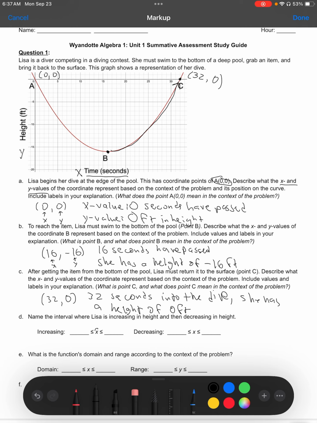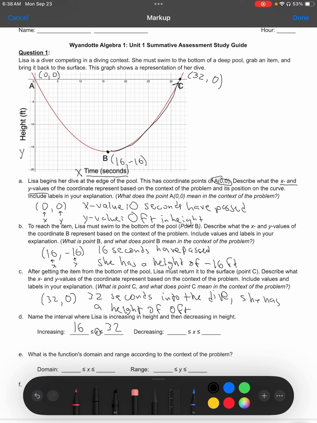One thing I want you to notice is that this is asking for the x values. You see the x is in the middle of those two symbols. So we're seeing from what x value to what x value she is increasing in height. Well, the x value of point B is 16. Point B is 16 seconds into her dive. So she starts increasing 16 seconds into her dive, and then she ends her dive after 32 seconds. So from 16 seconds to 32 seconds, she's increasing.